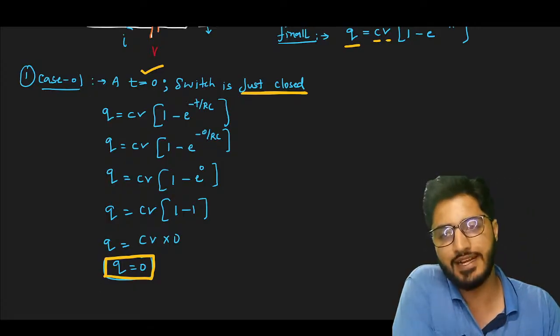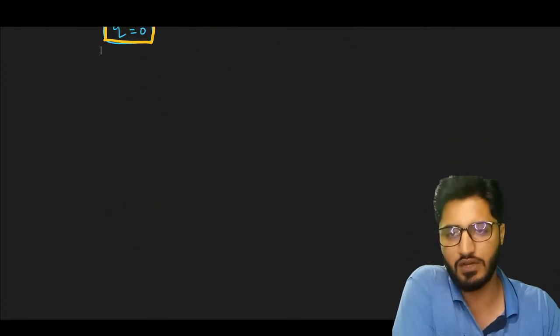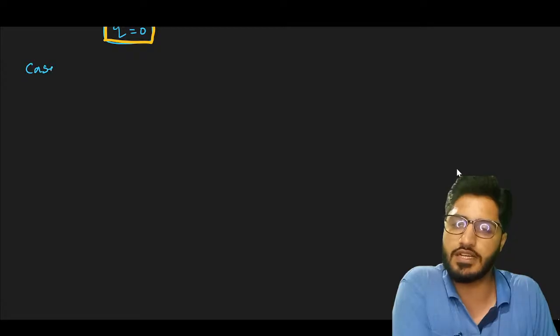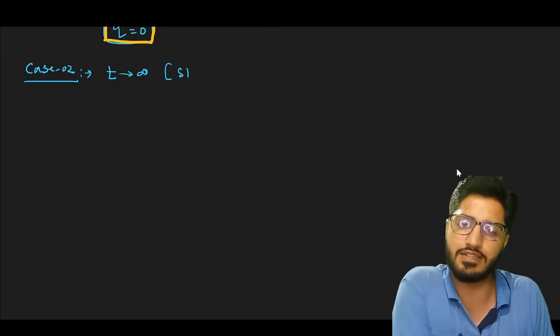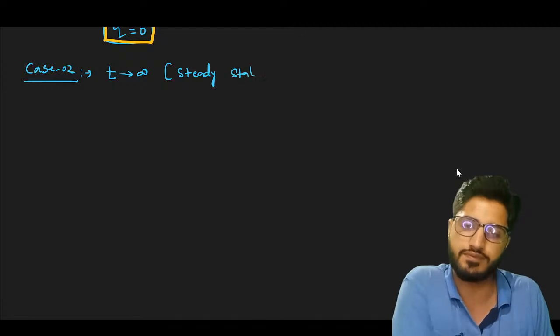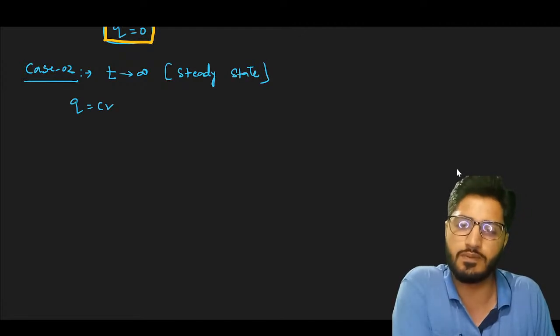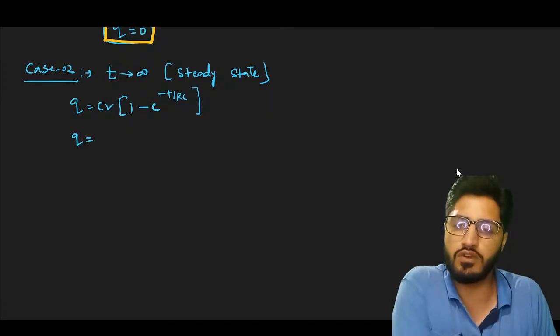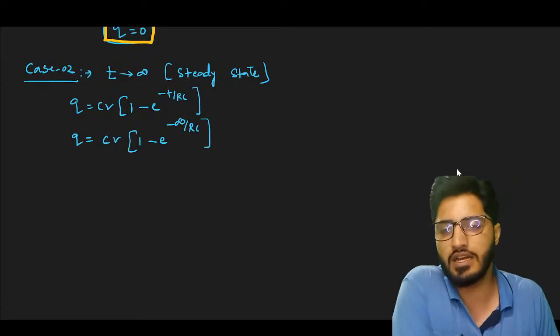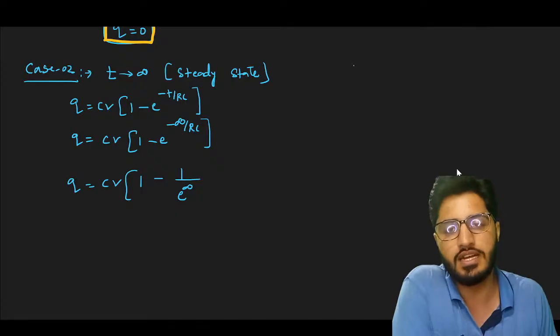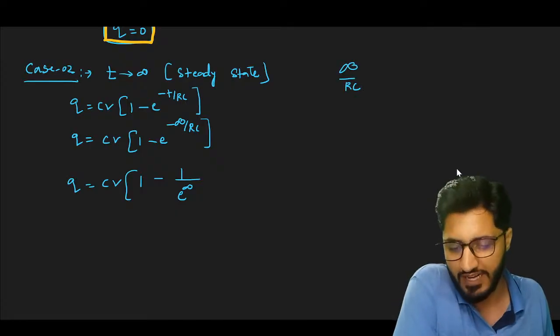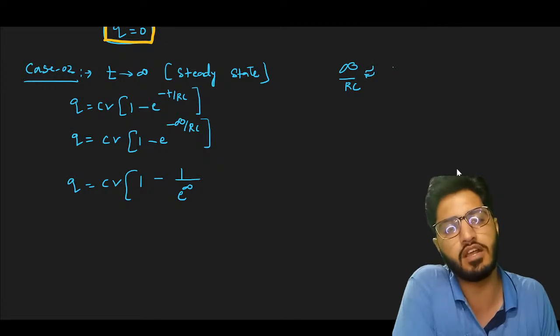Second part, case number second. Look now. When my time tends to infinite, that means steady state. Use the equation Q equals to CV times 1 minus e to the power minus T by RC. I can write Q equals to CV times 1 minus e to the power minus infinite by RC, which is CV times 1 minus 1 divided by e to the power infinite. Look, it is infinite by RC, and infinite by RC is approximately equal to infinite only.